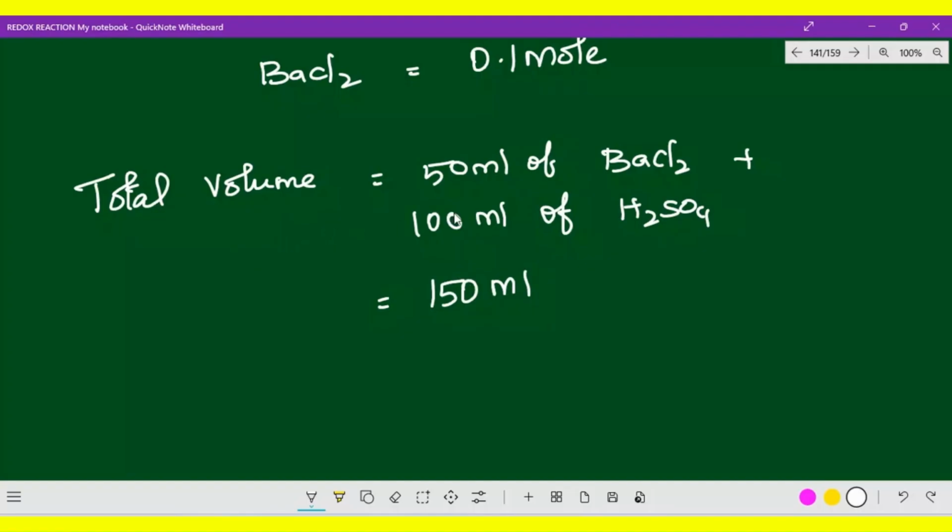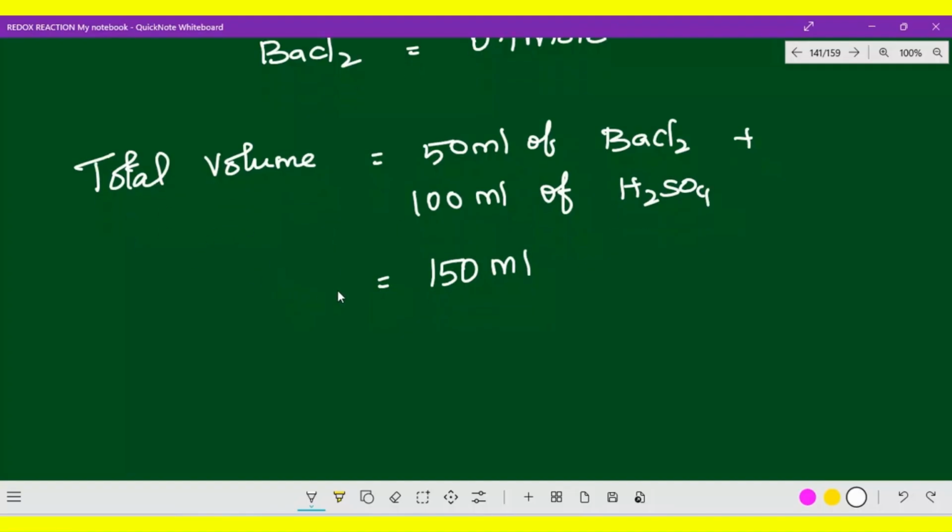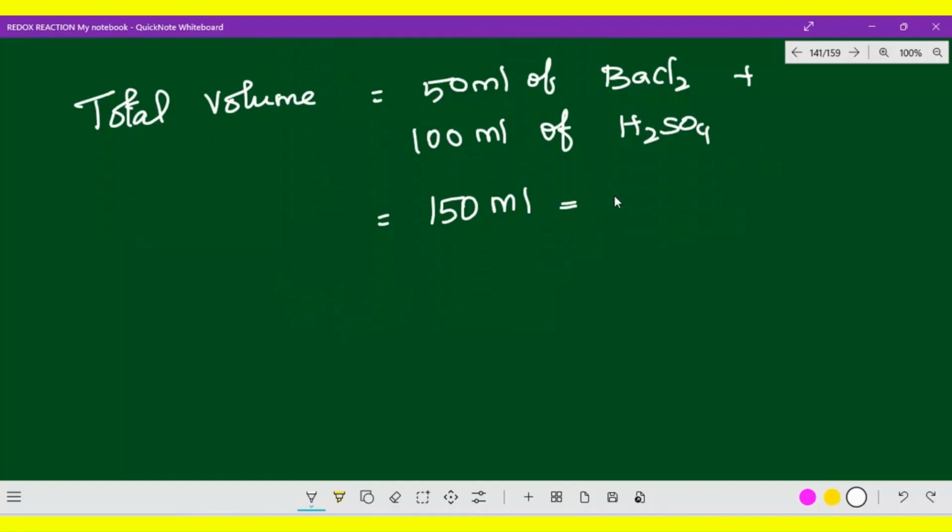We just bring the total volume. Right now we have to convert into liter. So this is 0.15 liter. Where we have to convert into liter, and where to keep it as ml, please note down, because in the last question also we kept ml, we just bring that idea.